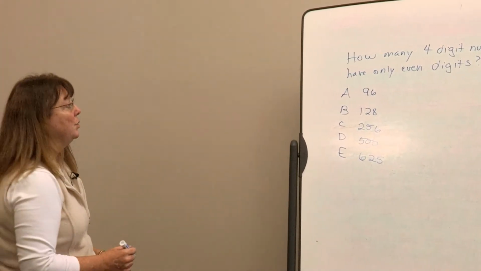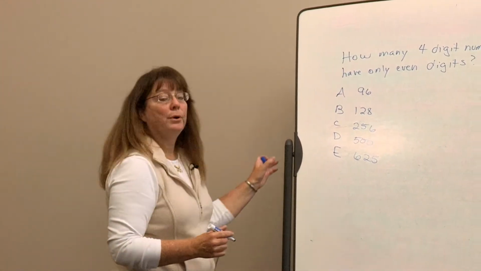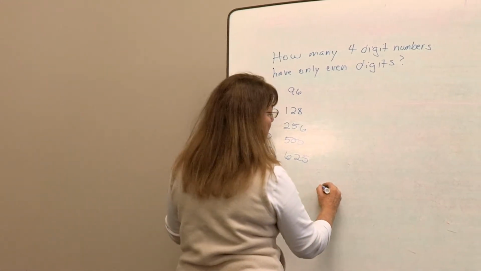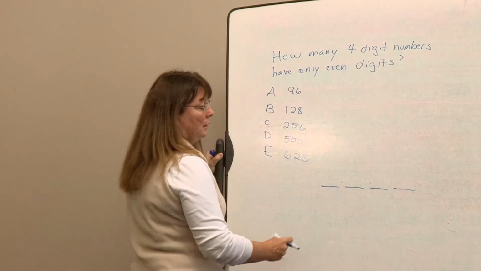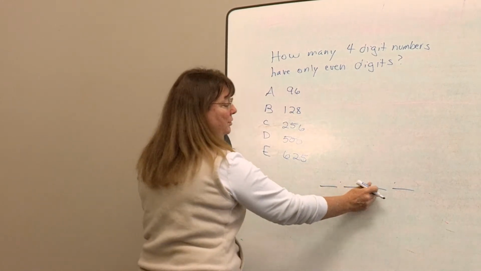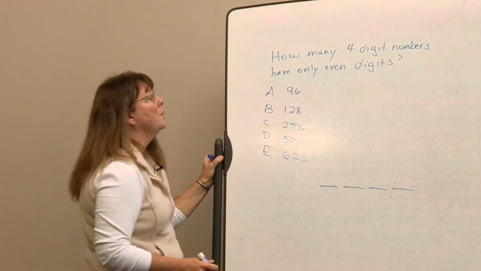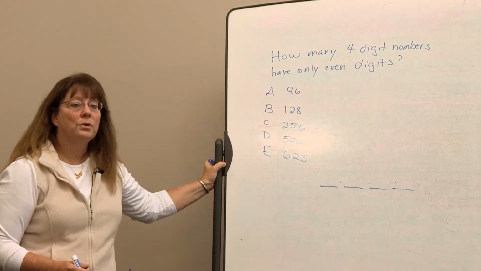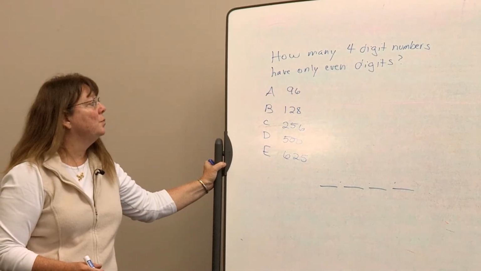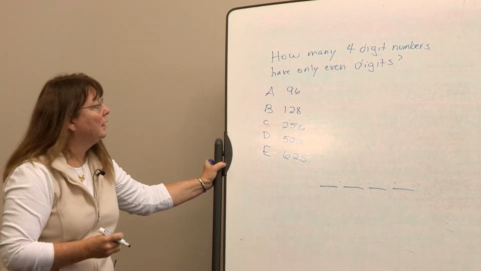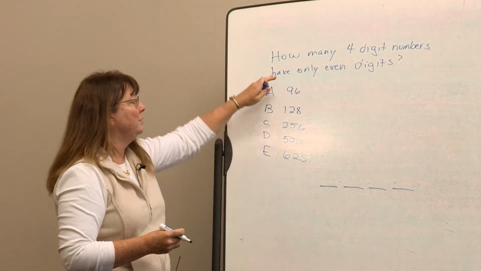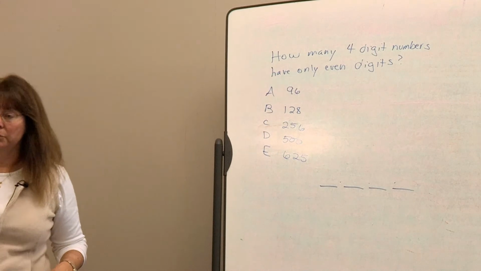They are asking you about a 4-digit number. So I have 4 different digits. I have a first digit, second digit, third digit, fourth digit, and they want to know how many of those are going to have only even digits. Go ahead and see if you can calculate and come up with a value that you think is going to work from your multiple choice, and then we'll talk about it.